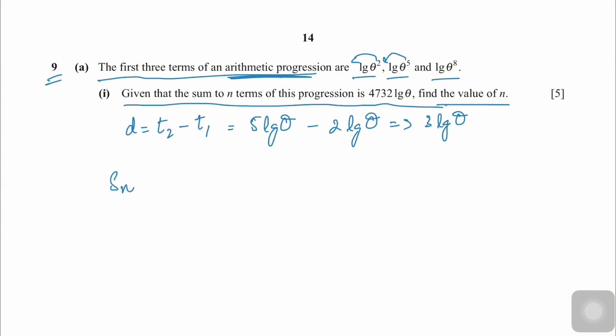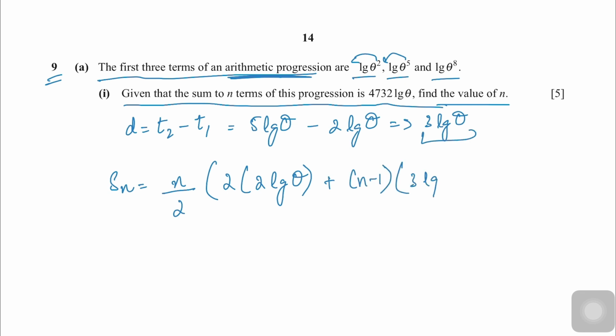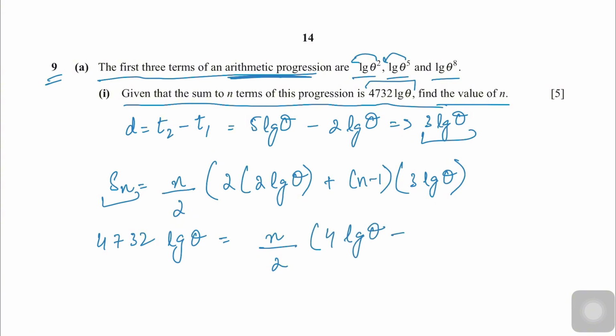Now for the sum of n terms, we have our formula as n over 2 times 2a, which is 2 lg theta, plus n minus 1 d. Our d is 3 lg theta, and this Sn is given as 4732 lg theta. So 4732 lg theta is equal to n over 2 times 4 lg theta plus 3n lg theta minus 3 lg theta.